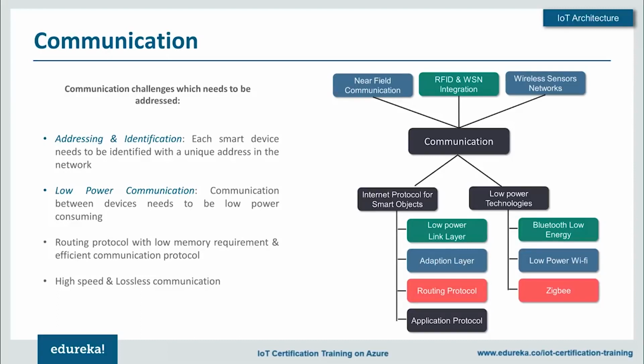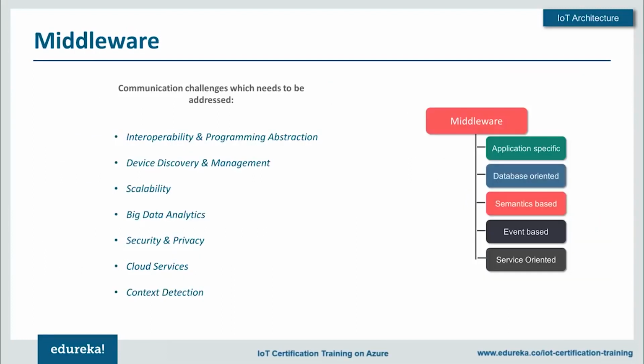Now, with this, I just hope you have a simple understanding of how communication is essential for the Internet of Things architecture and the various ways that you can implement the communication between the devices as well. Now, the next concept, or the next layer with respect to the IoT architecture, is the middleware segment.